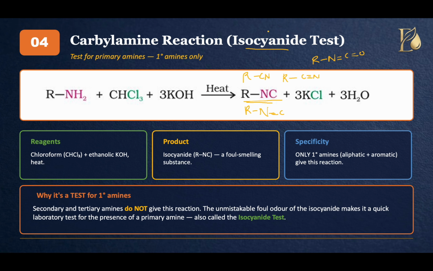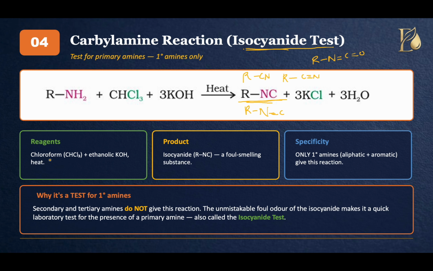So we can use this reaction as a test for primary amines, and this test is known as the isocyanide test. If the amine, on treating with chloroform and ethanolic potassium hydroxide on heating, produces a foul smell, it is because of the presence of isocyanide. Isocyanide is formed only if the amine is a primary amine. So we can use this reaction as a test for primary amines.